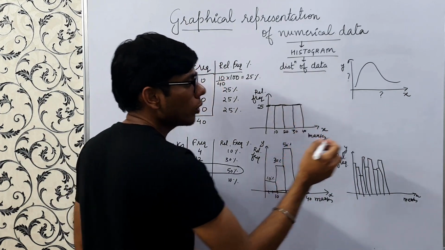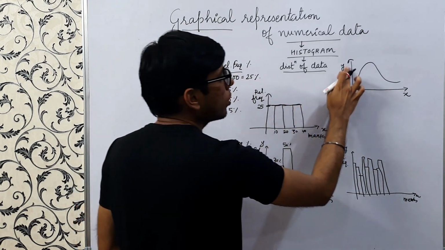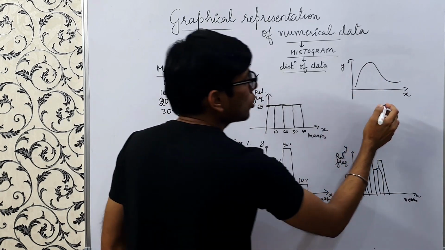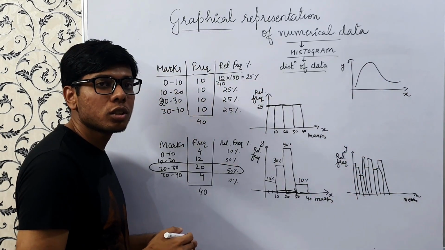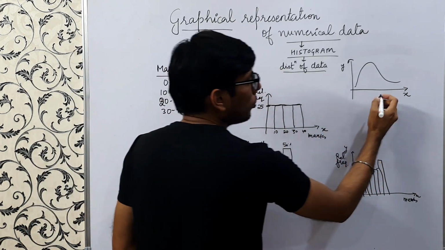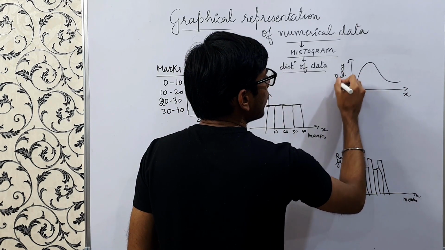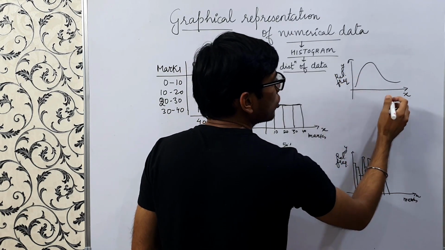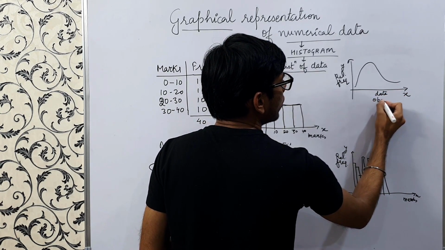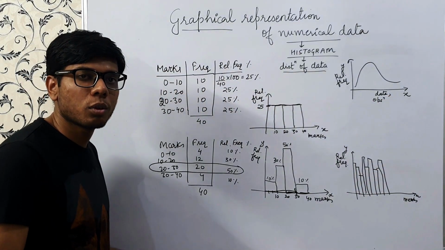What do we mean by continuous? When there is a mathematical relationship between x and y, then we can get a continuous distribution of the data. There are a lot of continuous distributions that we will cover later, but as of now we just made it clear that this is relative frequency, y represents the distribution of data, and this is the data or observation. I hope you have understood the meaning of histogram.